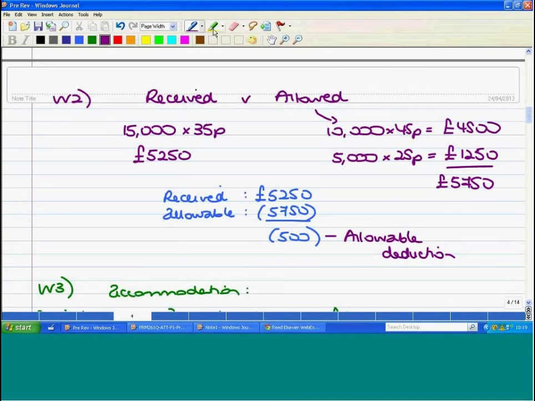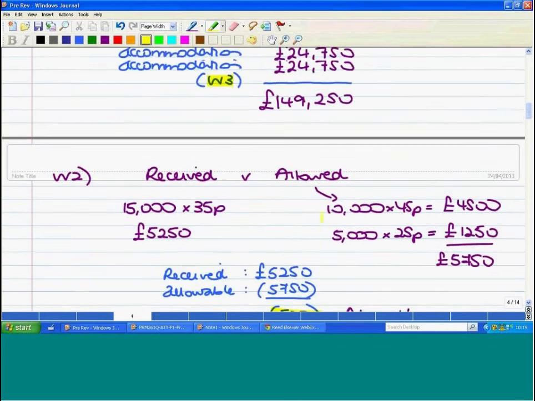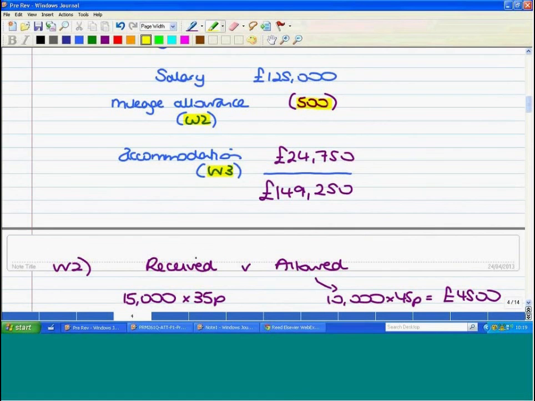So my 500 here, that's then going to go in and deduct from my salary. So it's just going in as part of my employment income, but rather than being income, it's an allowable deduction.